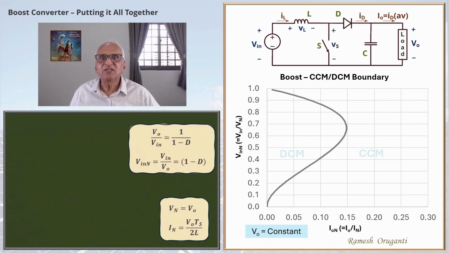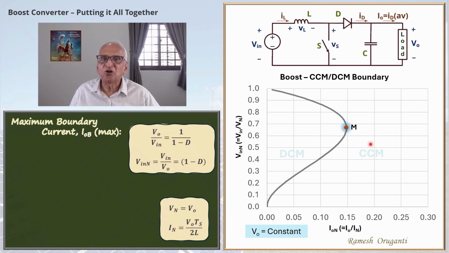Next, we will find the maximum boundary current, IOB max, or IOBN max if we are talking of the normalized values. That is the current and other values at this peak point. This is the boundary equation in normalized form, base V naught normalization. We need to differentiate this and set it equal to 0 to find the maximum boundary load current. So differentiating dIOBN by dVinN, you will get this.